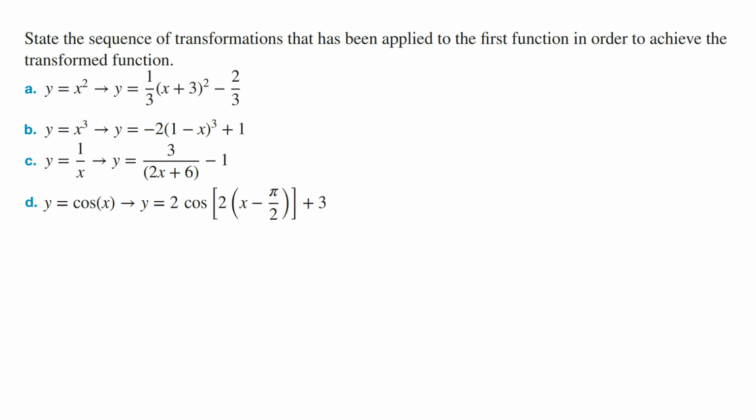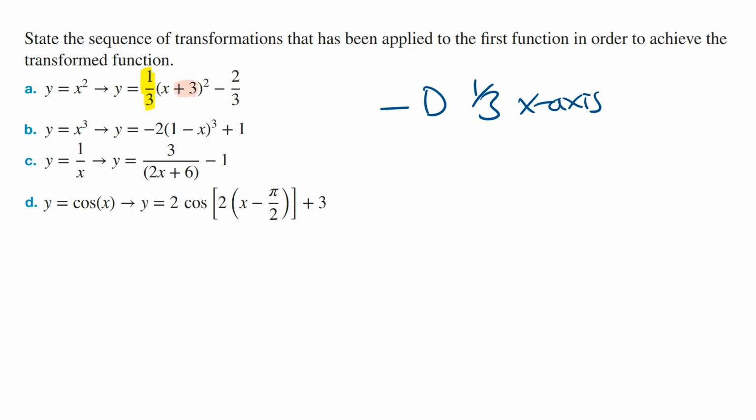State the sequence of transformations that has been applied to the first function in order to achieve the transform function. Part A. y is equal to x squared. This is the original function. And looking at the rule of the transform function, we start reading it from the left. And so, reading from the left, we've got 1 on 3. This is outside the brackets, or outside the function. And so, this is going to dilate the original function by a factor of 1 on 3 from the x-axis.